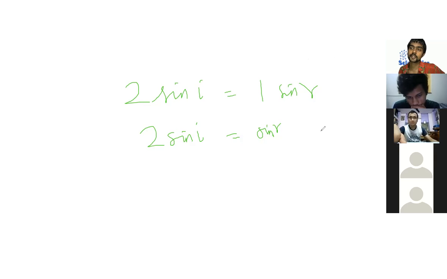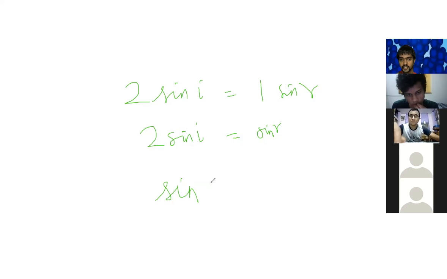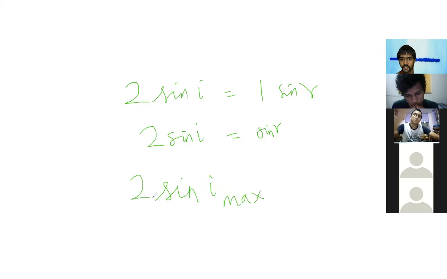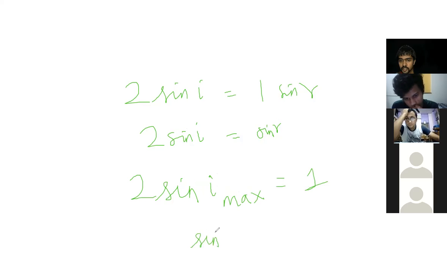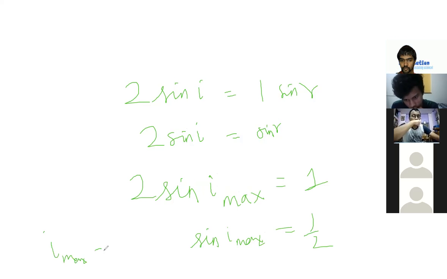If Snell's law is not valid, what does that mean? It means it's not refraction at all. Refraction is not happening. What is the cutoff? What is the maximum possible value of i? Sin i max into 2 has to be equal to 1 into sin of the maximum angle, which can be only 1. So my sin i max can be 1 by 2. So my i max has to be 30. So if I pass light at an angle of 30 degrees, what is happening to my r?